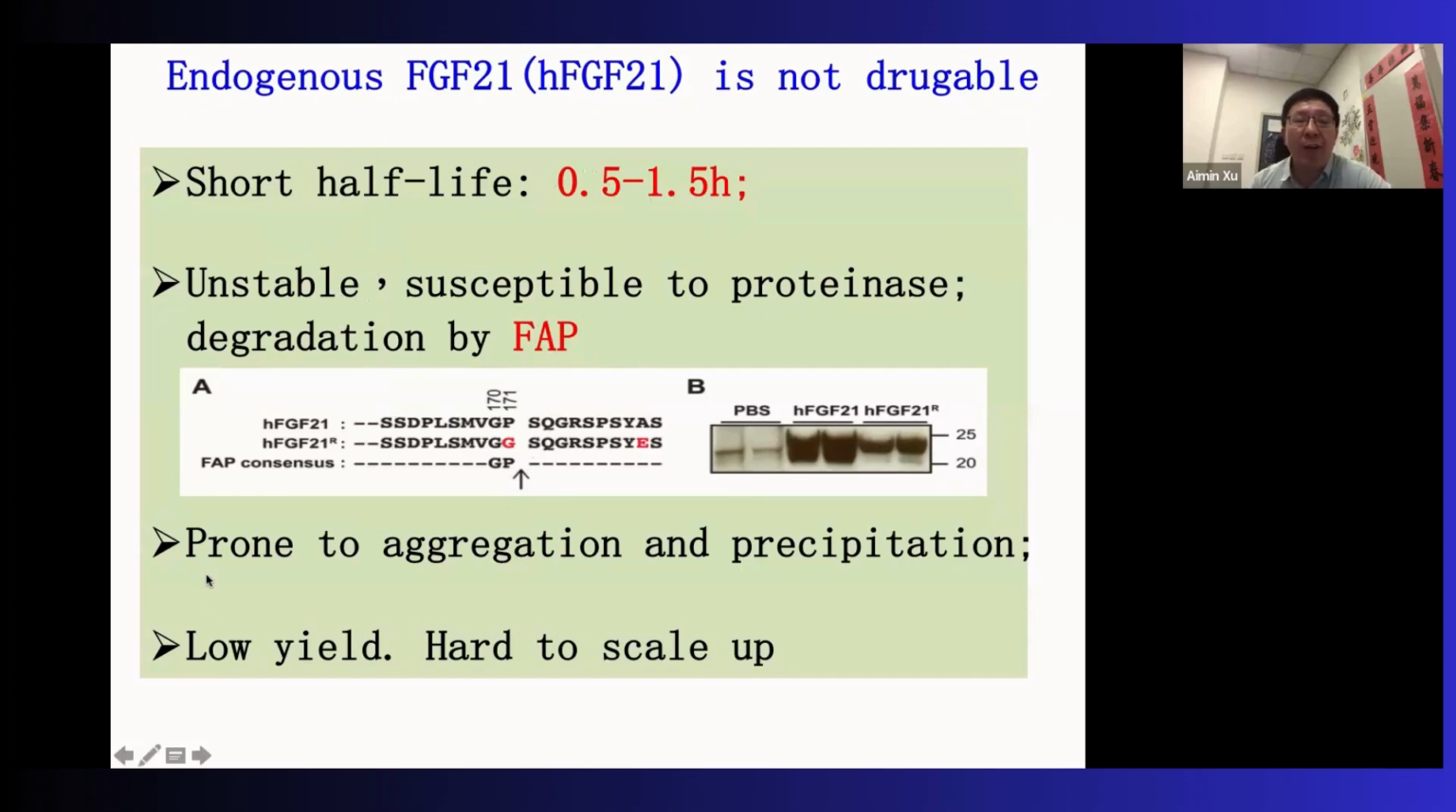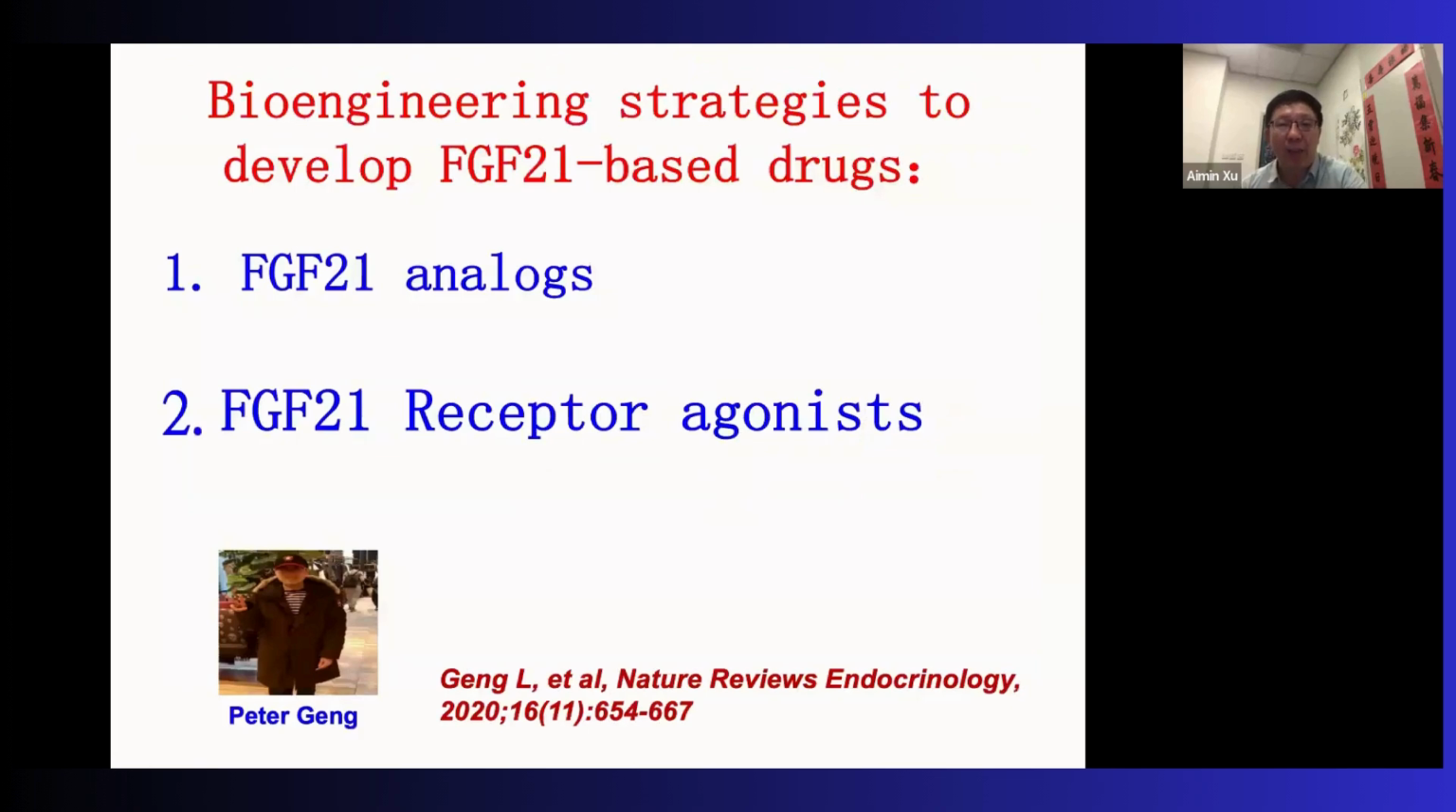It is also prone to aggregation and precipitation, and very hard to scale up. Due to these limitations, chemical and genetic engineering has been attempted to generate long-acting bioactive forms of FGF21 agonists or receptor agonists. These strategies include FGF21 analogs or FGF21 receptor agonists.